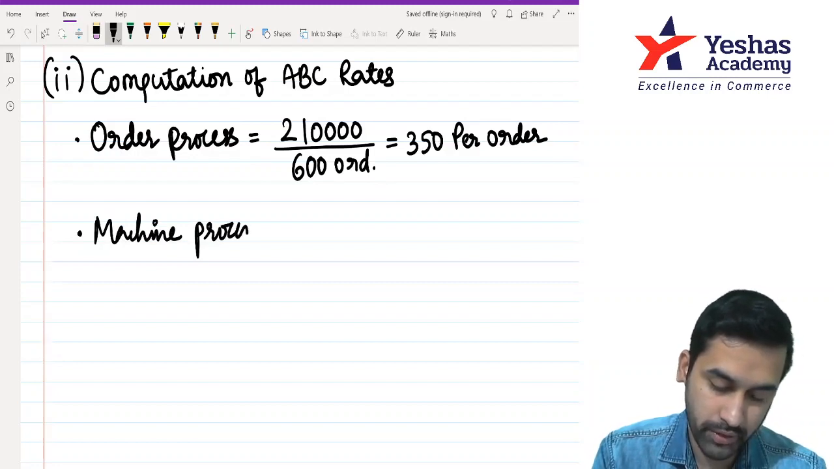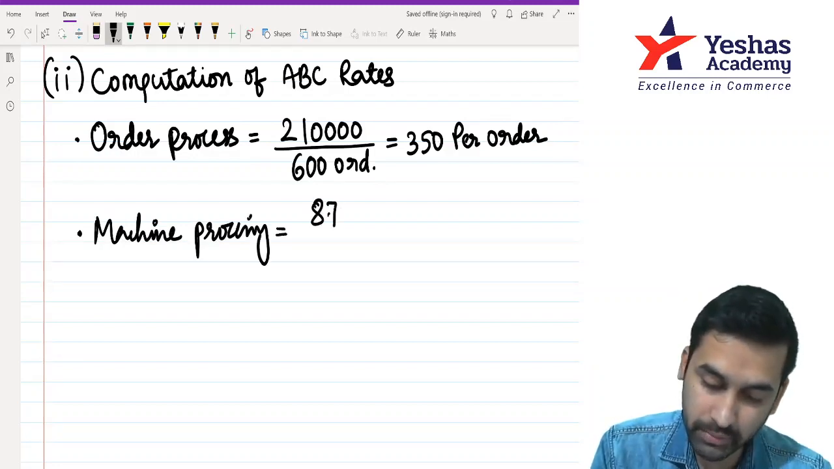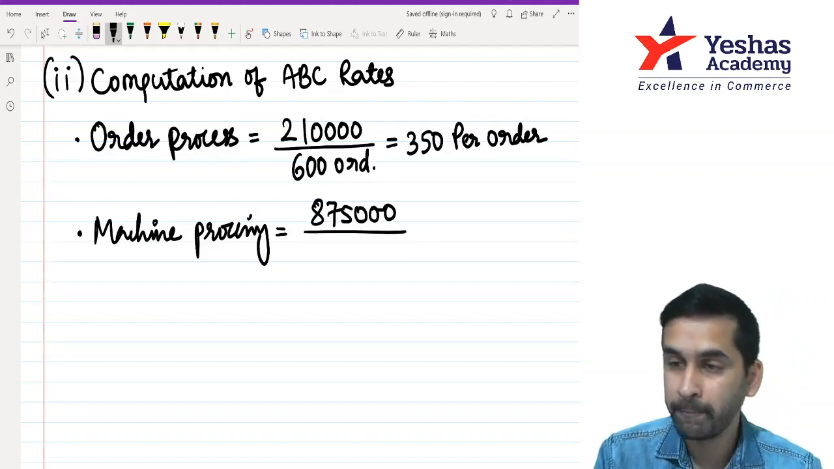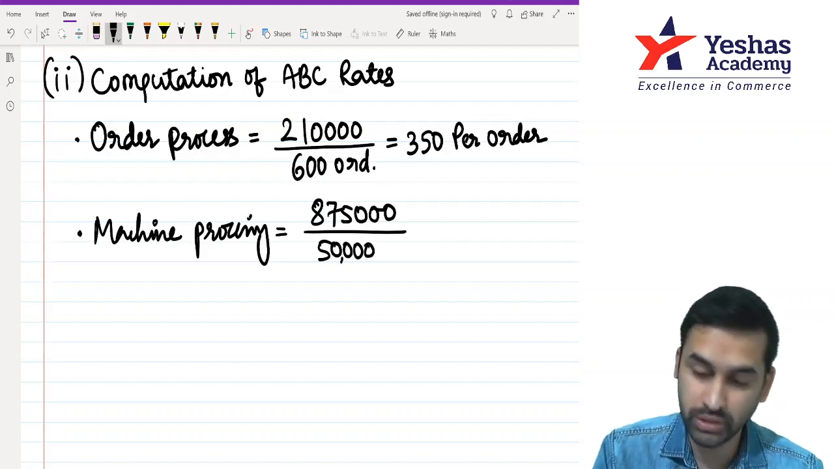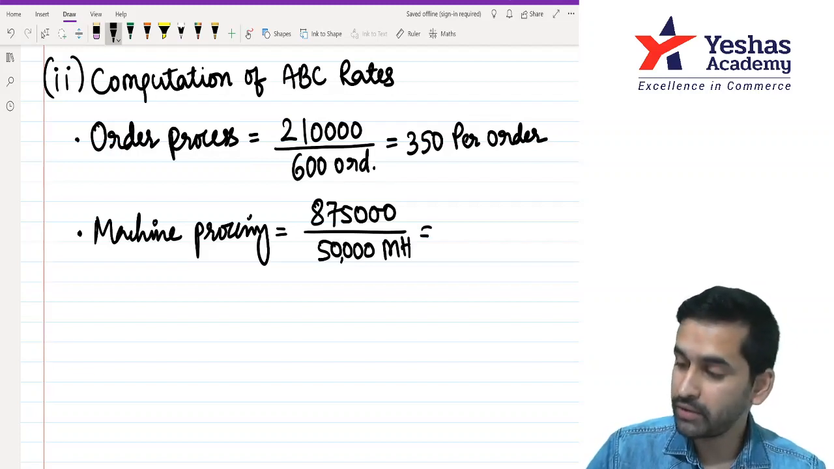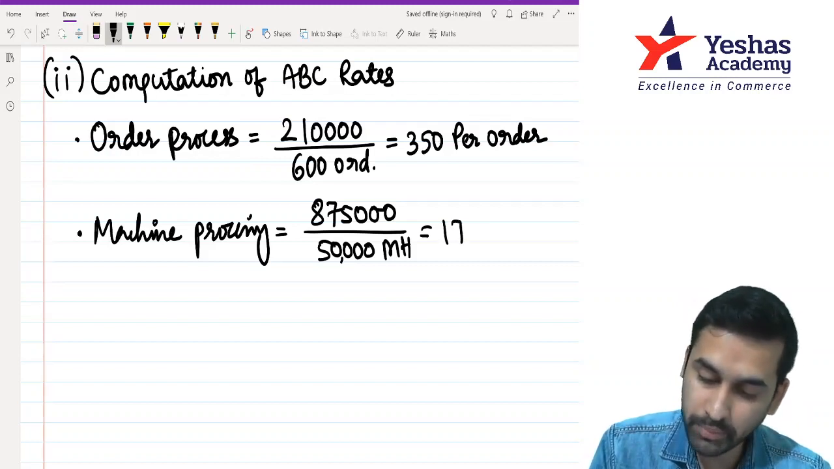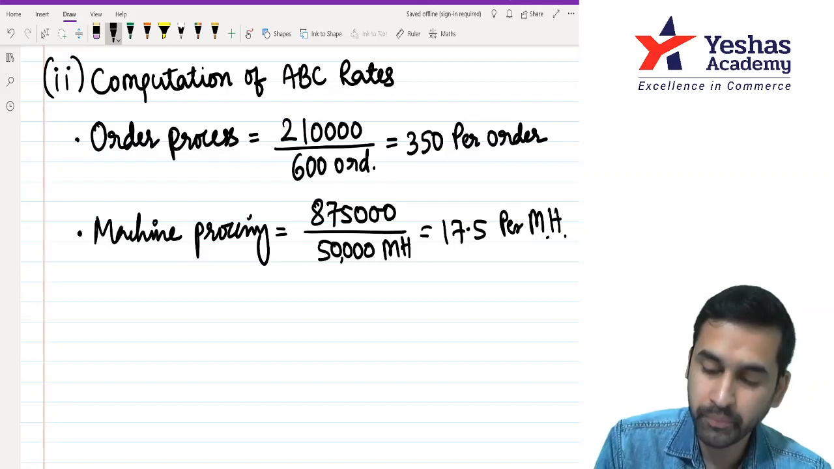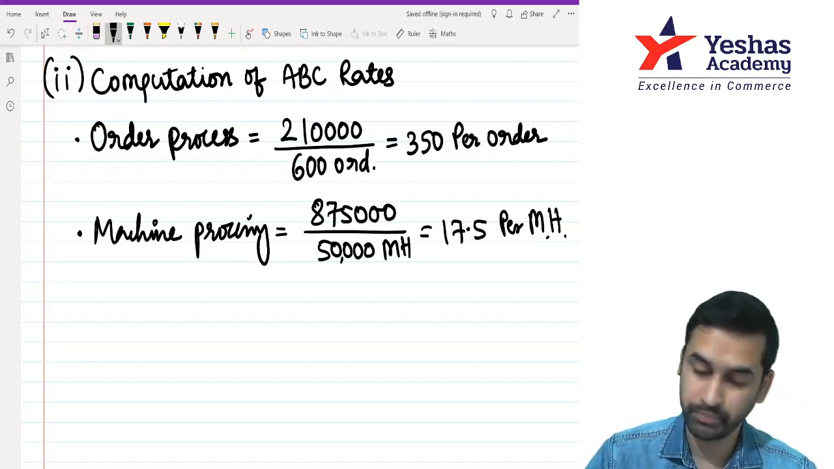Second, machine processing. What's the numerator? 875,000 should be divided by 50,000 machine hours. Correct? 875,000 by 50,000 is 17.5 per machine hour.